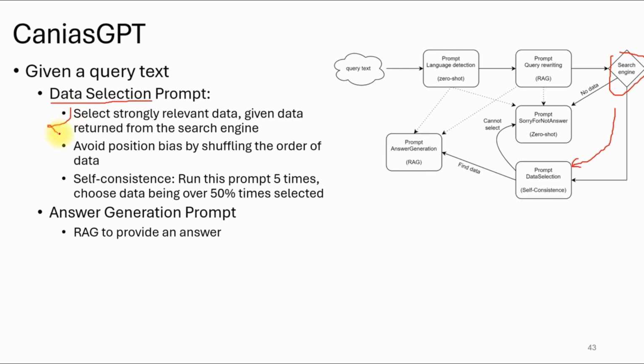So how can I avoid position bias? I avoid position bias by running the prompt 5 times. Each time, I shuffle the order of data, making sure the data is not sent in order. Then in the end, I choose the data that was selected over 50% of the time. At that point, I can say this data is quite consistent, might be really relevant to the input. Then I put that data to the RAG. And finally, the RAG simply provides an answer.